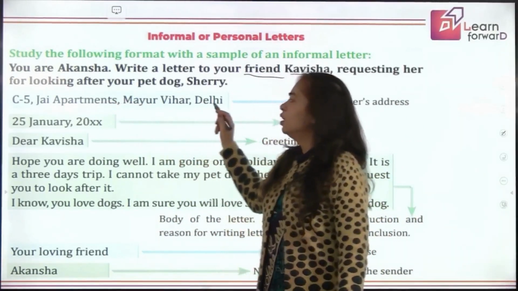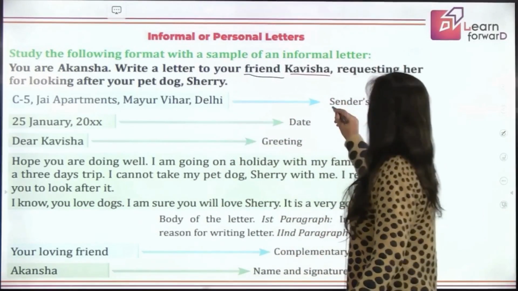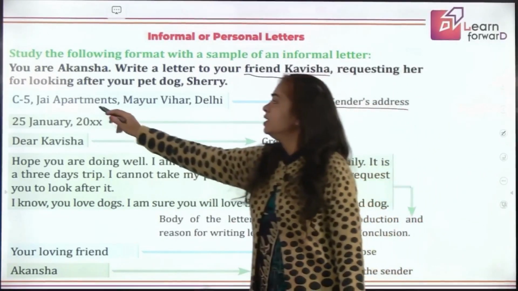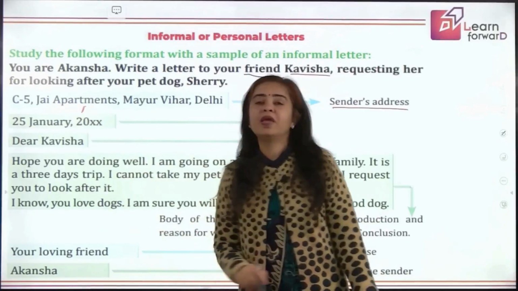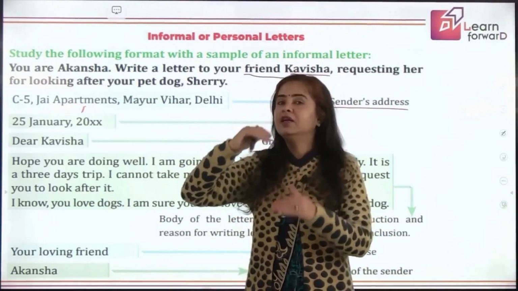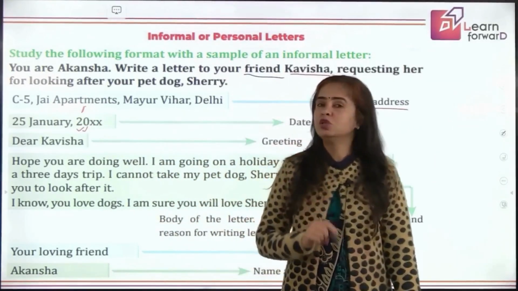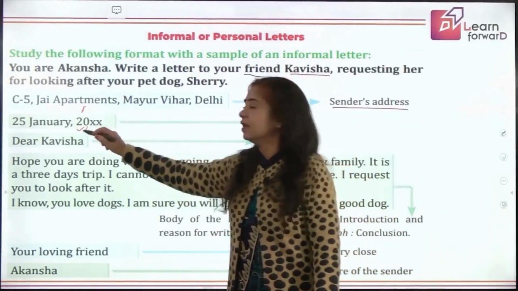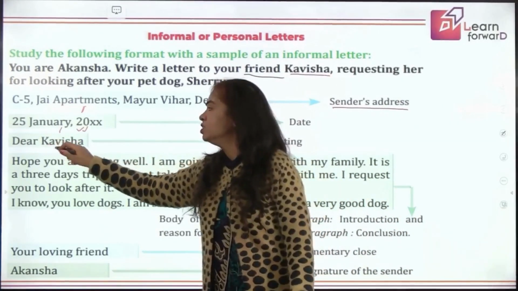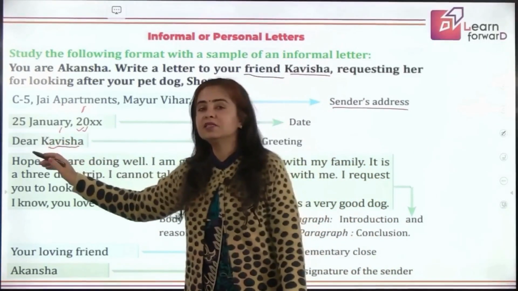First of all, you have to write your own address. So this is the sender's address, right? After that, leave a line. Can you see a space here? So you have to leave one line just to mark the difference, and then you write the date on which you are writing the letter. Again, leave a line and then begin addressing, Dear Kavisha. That means you are writing this letter to Kavisha.